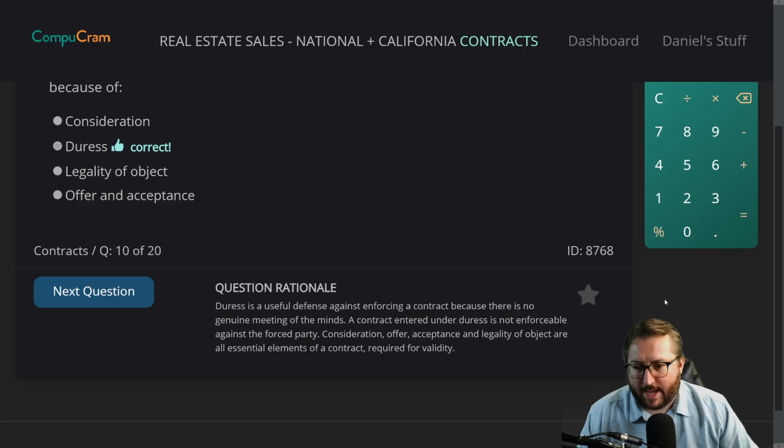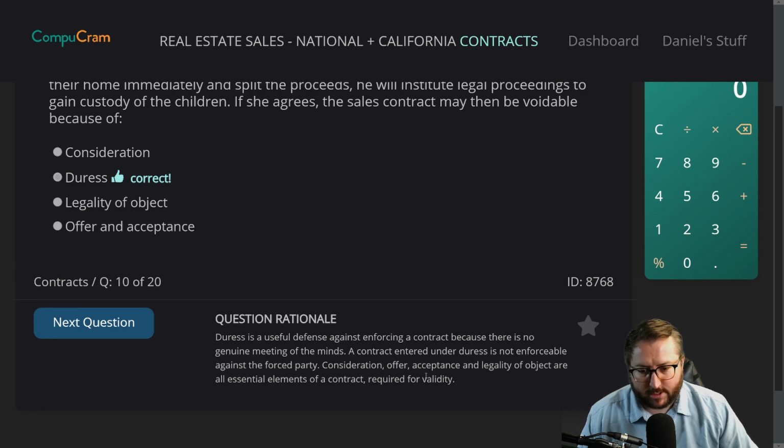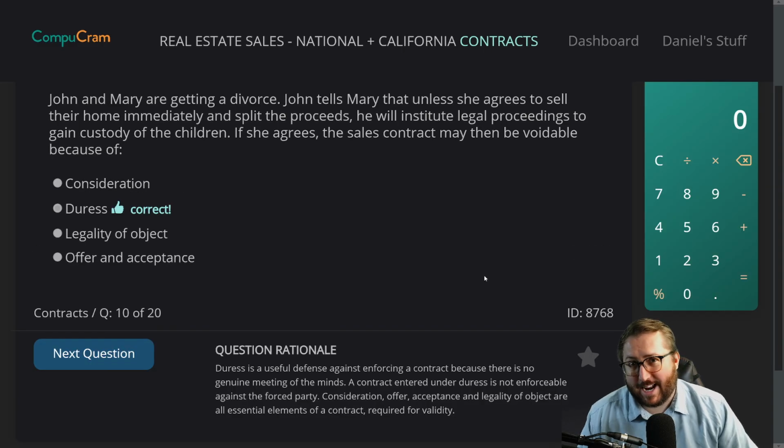Question rationale. Duress is a useful defense against enforcing a contract because there is no genuine meeting of the minds. A contract entered under duress is not enforceable against the forced party. Consideration, offer, acceptance, and legality of object are all essential elements of the contract required for validity. So these are the 4 terms for a valid contract. So on the last one, we know that void contracts don't have these 4 terms. So we did pretty good today, 9 out of 10, I think.